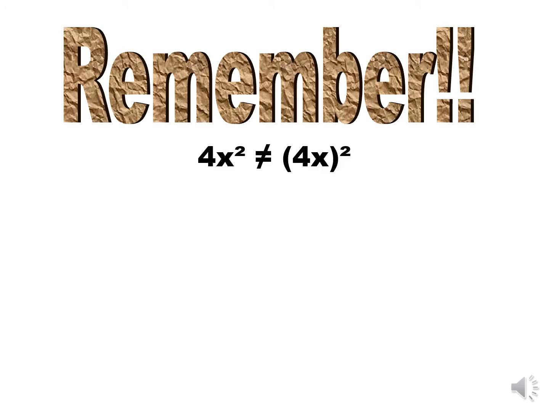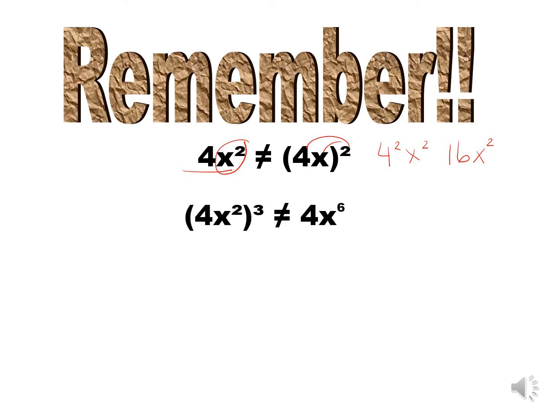Remember this rule. This is not the same as this. This one is simplified. This one, I have to do this, so that'd be 4 squared x squared, or 16x squared. Remember, your exponent only goes to the ones it's attached to, but when it's outside, when it's the power of a product, then it has to be distributed to both parts. Same thing here. This is 4x to the 6th. This is simplified. However, this needs to be distributed, so it's 64, since 4 cubed is 64, x to the 6th, and that does not equal 4x to the 6th.